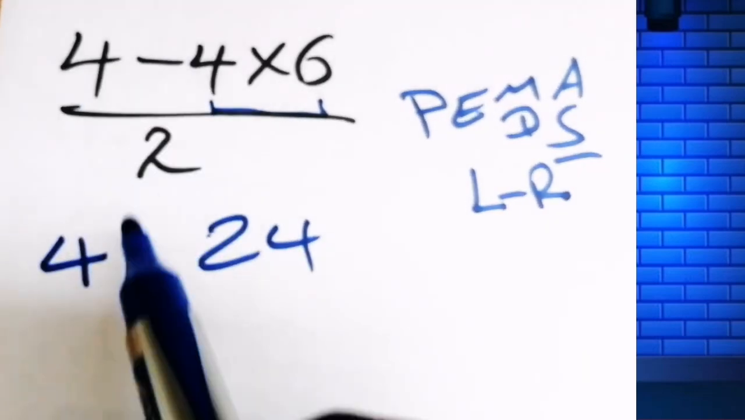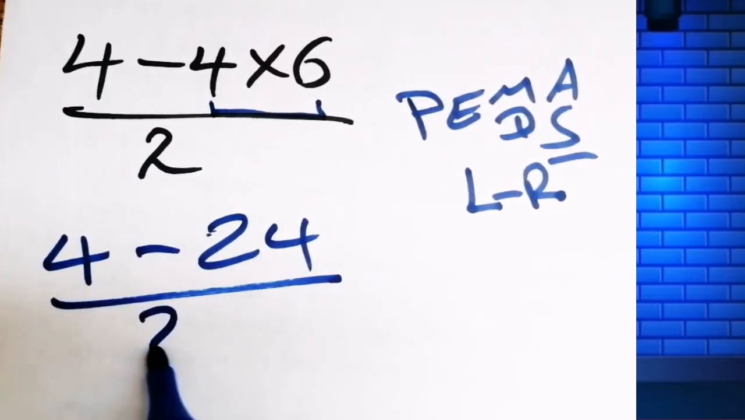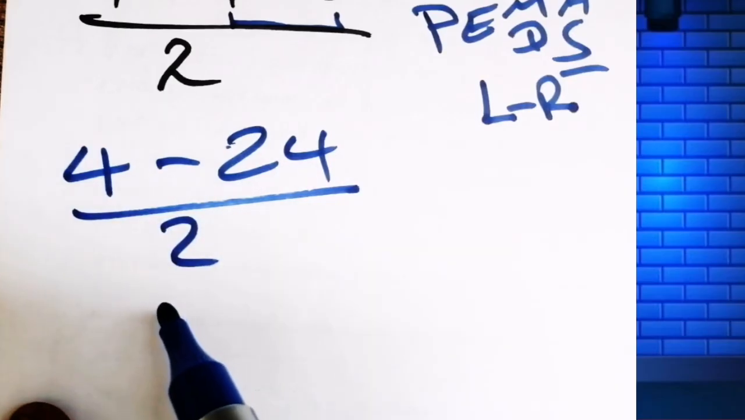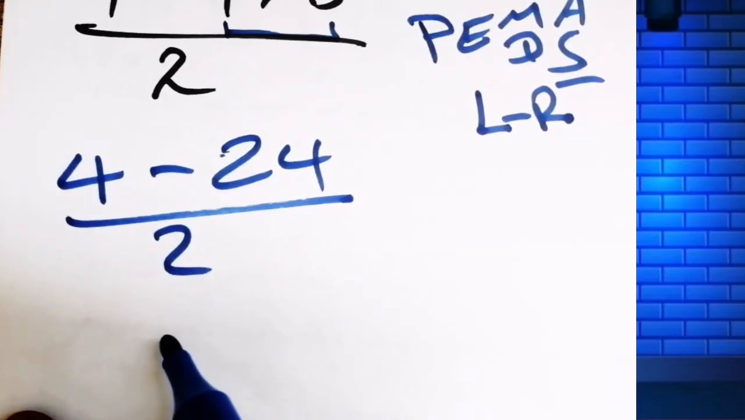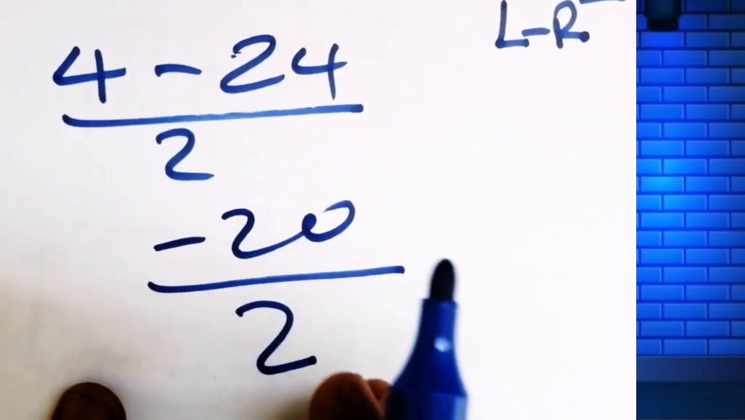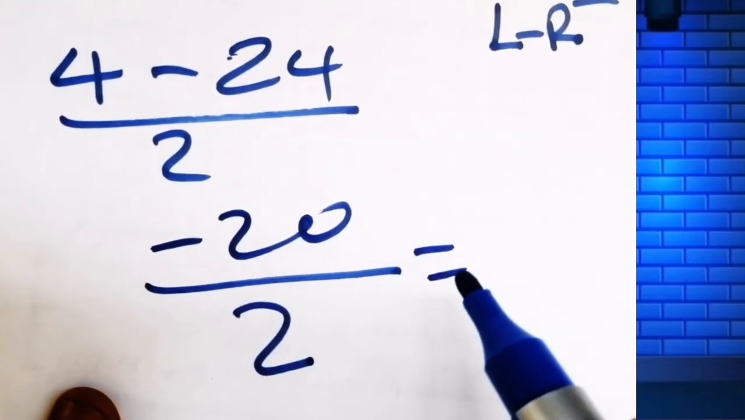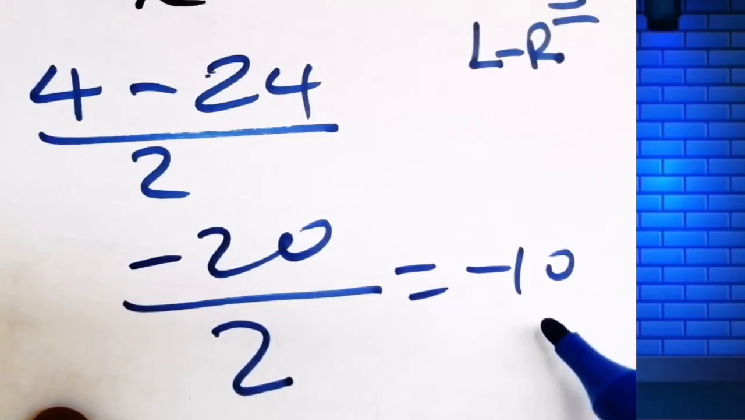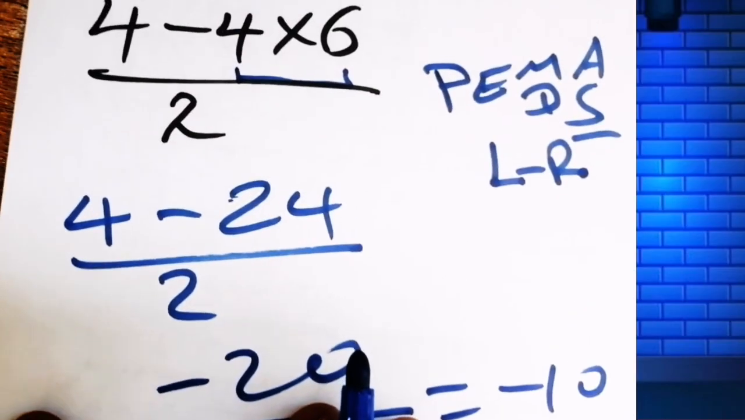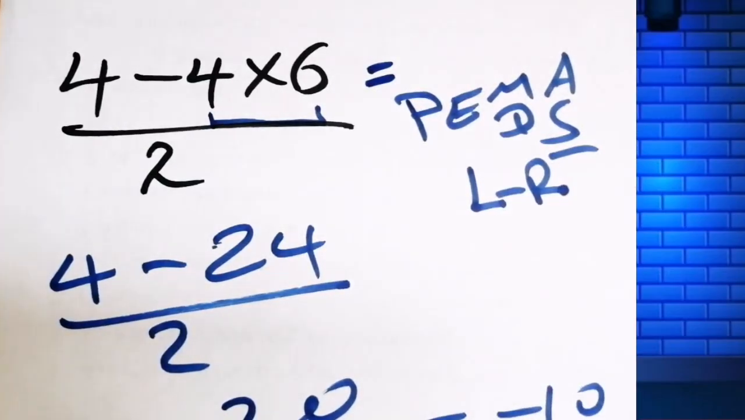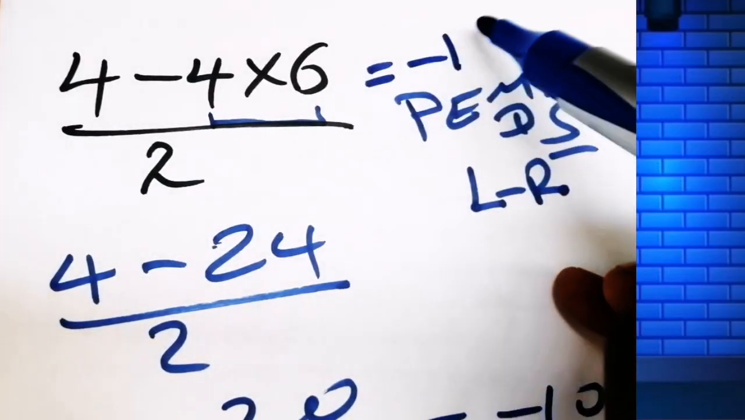Then 4 minus 24 over 2. Then 4 minus 24 equals negative 20, okay? Negative 20 over 2. Negative 20 over 2 equals what? Negative 10. This is the final answer of this problem, okay? Therefore, the final answer, or the correct answer, of this equation is negative 10.